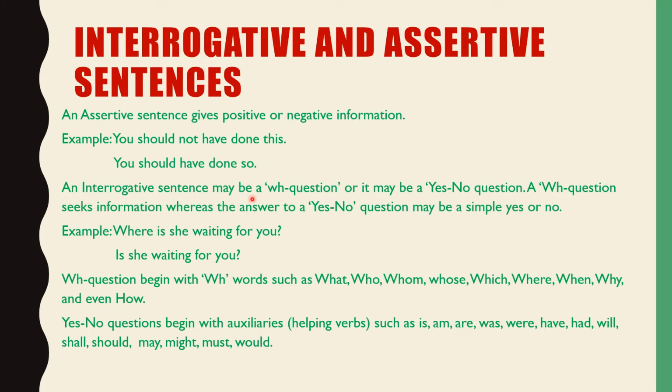An interrogative sentence may be a WH question or it may be a yes/no question. A WH question seeks information, whereas the answer to a yes/no question may be a simple yes or no. For example, where is she waiting for you? This is a WH question. It seeks information. You will say she's waiting near the park or she's waiting near the railway station.